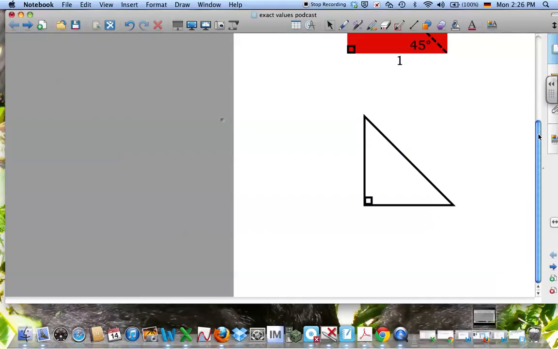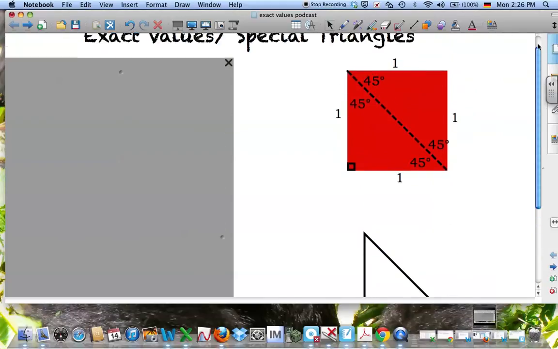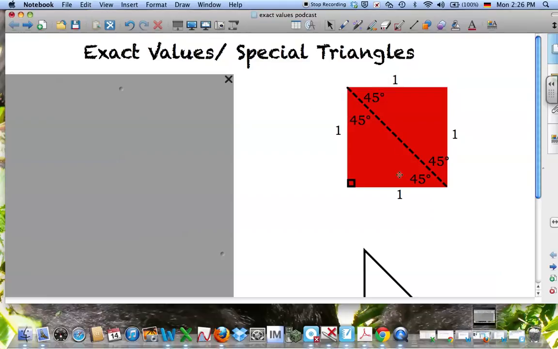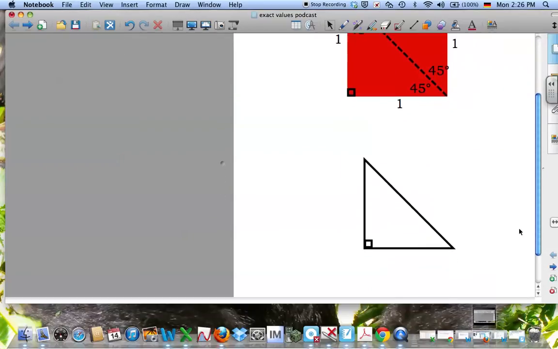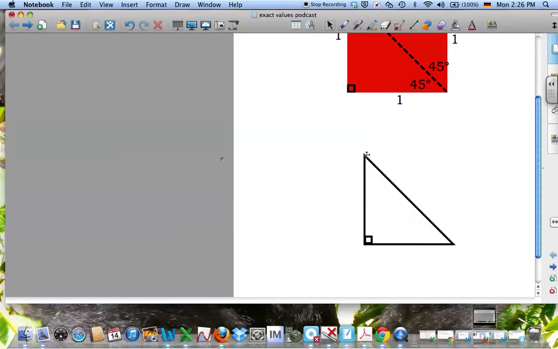Right, so if we go up to the top, this one starts with a square. It's a 1 by 1 by 1 square. If we split it through the middle, this angle bisects and they're 45 degrees. And very similar process, we're going to use this triangle to help us find sine, cos and tan of 45.